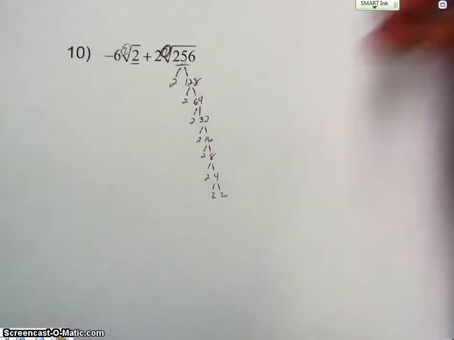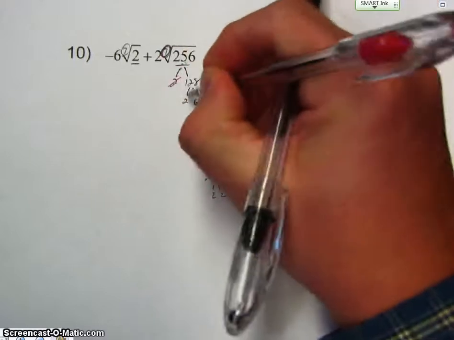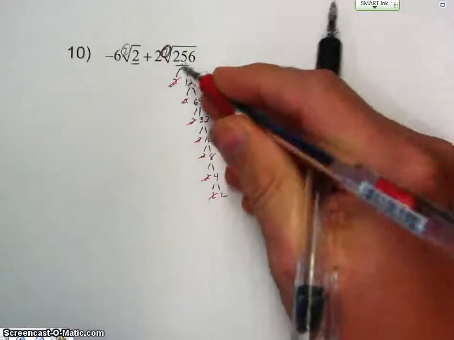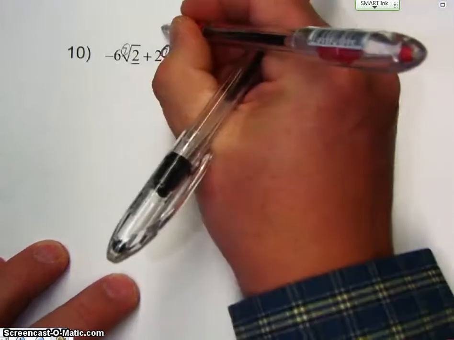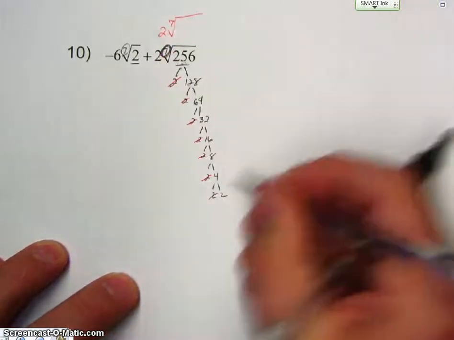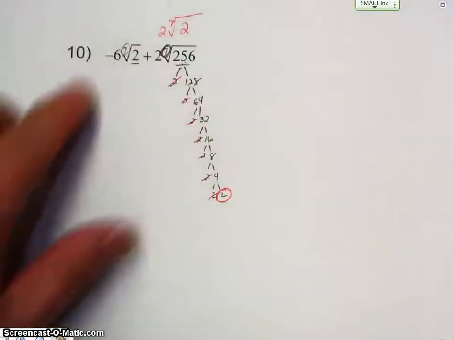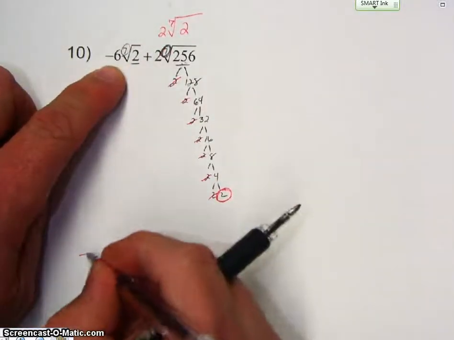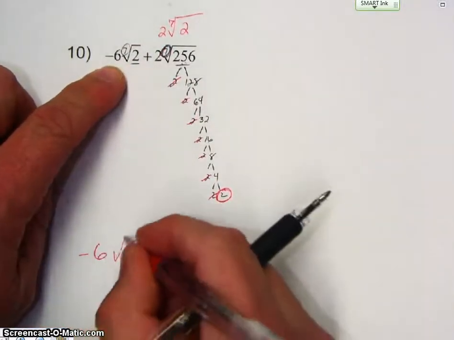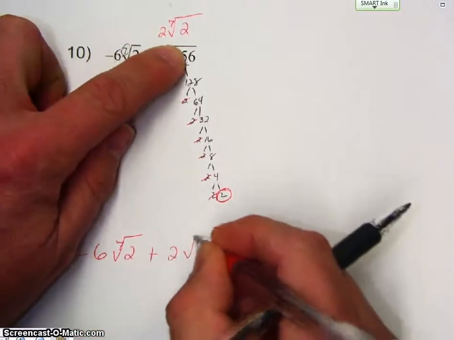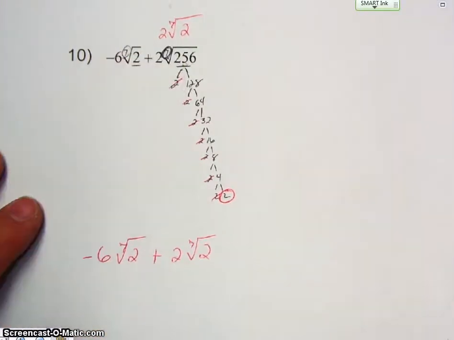it can come out of the radical. So we got 1, 2, 3, 4, 5, 6, 7. So that means a 2 can come out. So this becomes 2, radical 7. There's 1, 2 left over, so that stays inside. Alright, so now I have negative 6, the 7th root of 2, plus 2, the 7th root of 2.